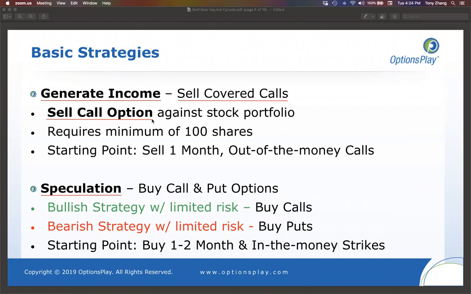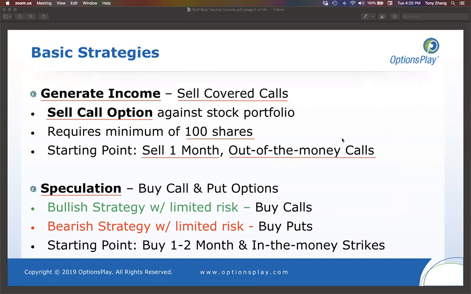So take any stock that you own in your portfolio, whether you own IBM stock or Apple stock or the Q's ETF, any stock or ETF that you currently own. You need at least 100 shares of that stock in order to sell a covered call. What you want to do is sell a covered call that expires roughly 1 month from today, and you want to sell an out-of-the-money call option against that stock in order to generate income.